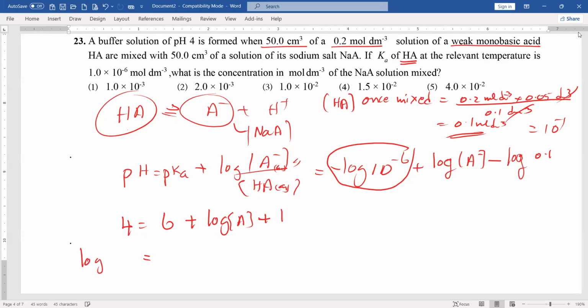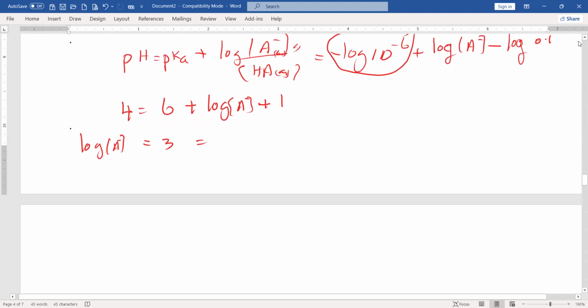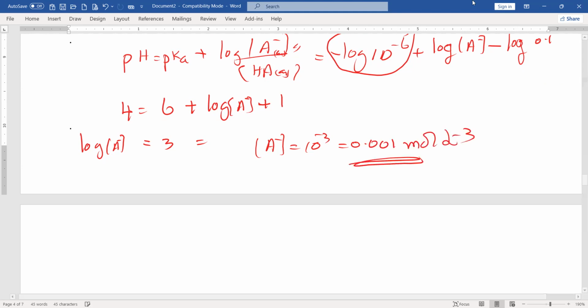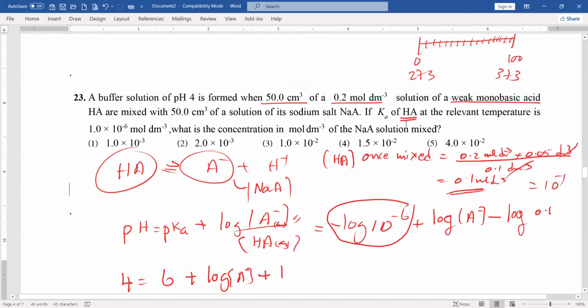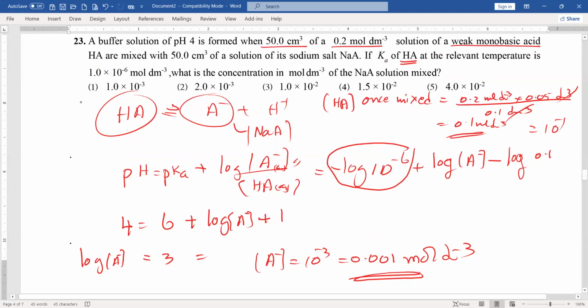So we get log A, that is log A minus concentration, is equal to 3. Then the A minus concentration is 10 to the power minus 3, or 0.001 mole per dm cube. So this is the answer. Then it is 10 to the power minus 3 moles per dm cube, 1 into 10 to the power minus 3. Your answer is the first one.